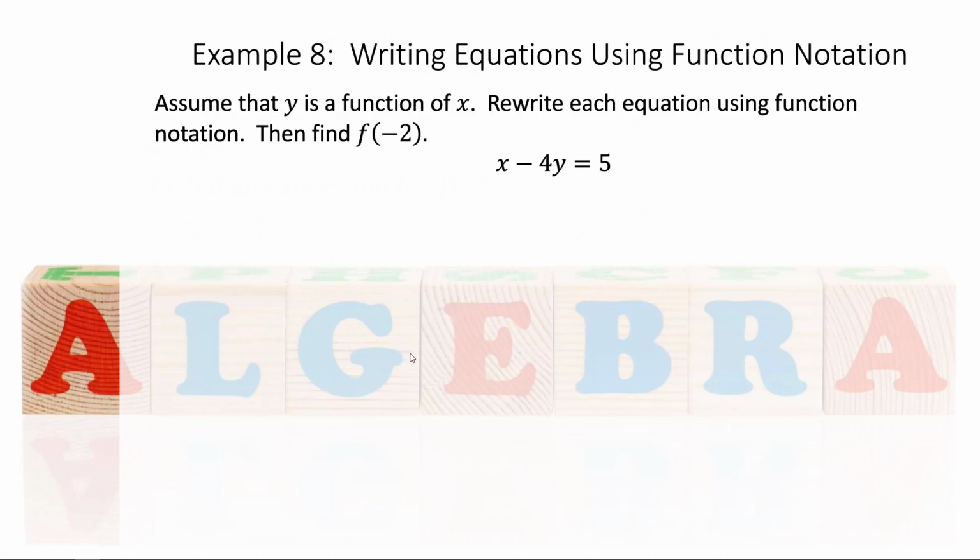Let's actually do this in an example. Here we have an equation, and we want to write this in functional form. Step 1 is to solve for y. To do that, we have 4y is equal to x minus 5. Divide both sides by 4, and we have y is equal to 1/4 x minus 5/4. Step 2, we replace the y with f of x, and that gives us f of x is equal to 1/4 x minus 5/4.